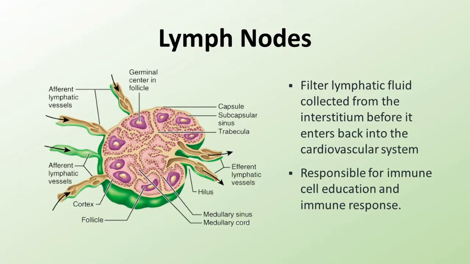So let's talk about lymph nodes. Lymph nodes are these little mini kidneys. They are important for, as I mentioned earlier, filtering lymphatic fluid that's collected from the interstitium. And if you think of all the metabolic waste that's being collected from the extracellular matrix, that interstitial space, we don't want that going straight back into the cardiovascular system. We want it cleaned, we want it filtered, we want it purified. So this is where our lymph nodes are very important at doing that.